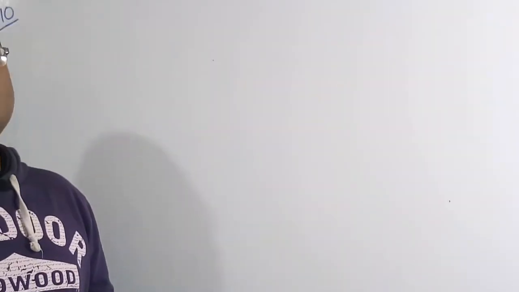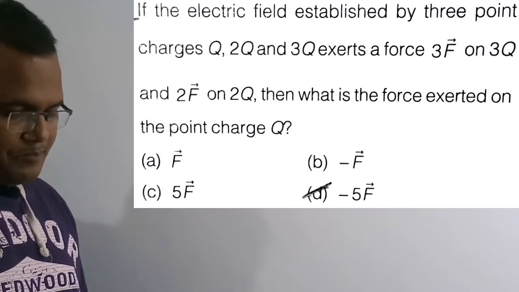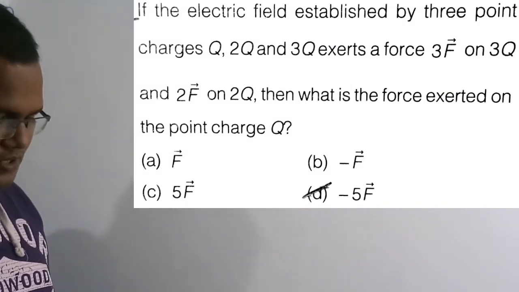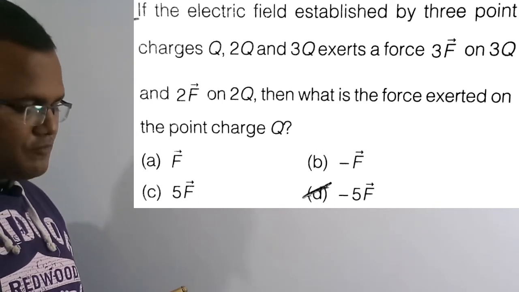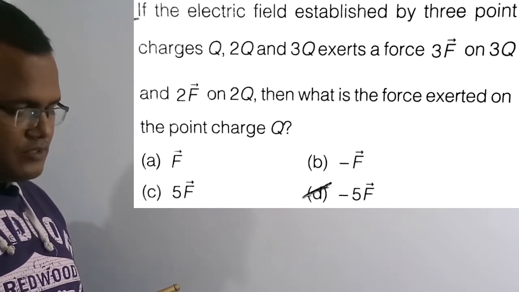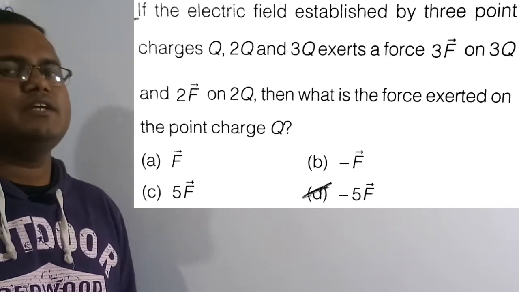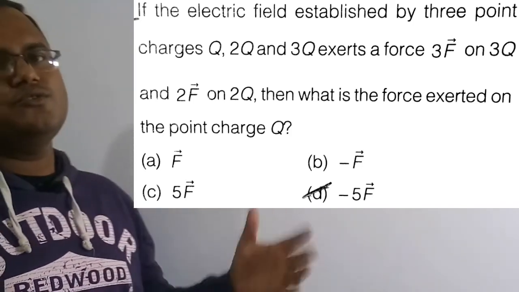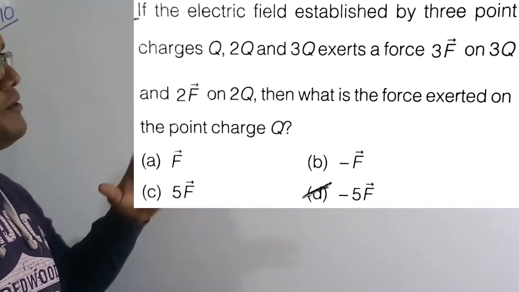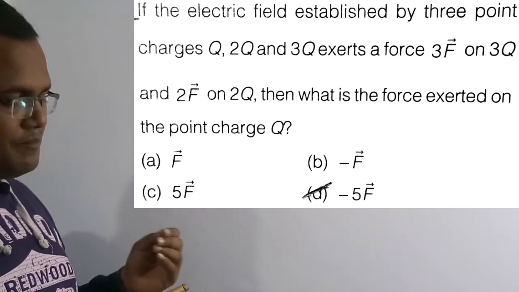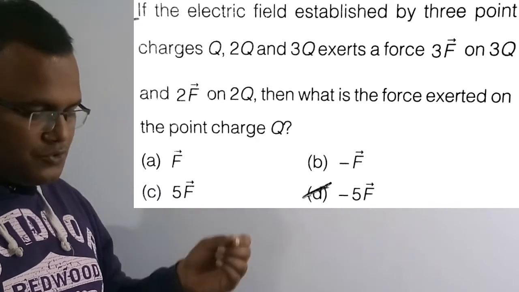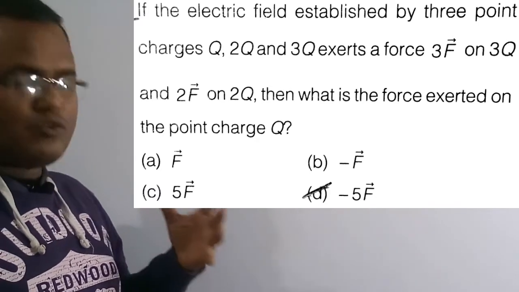Now we are going to solve the last question of this lecture. See the question here: if the electric field established by 3 point charges q, 2q, 3q exerts a force 3F bar on 3q and 2F bar on 2q, then what is the force exerted on the point charge q? So here there is a system of 3 charges q, 2q and 3q. Because of these 3 charges, the force on the charge 3q is 3F bar and the force on charge 2q is 2F bar. Then we have to find the force on charge q.